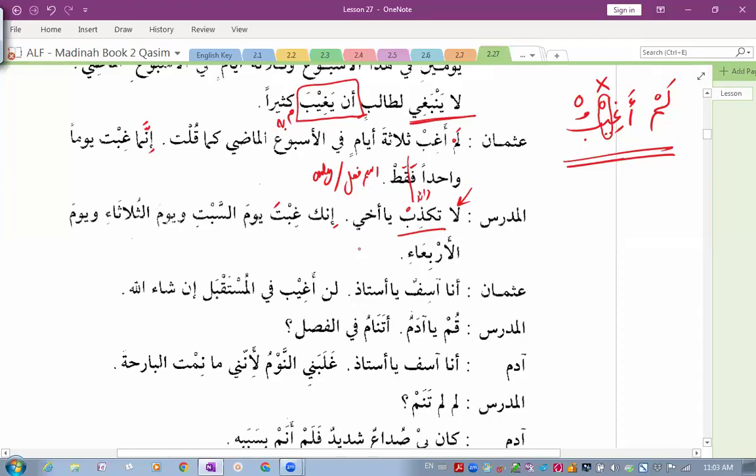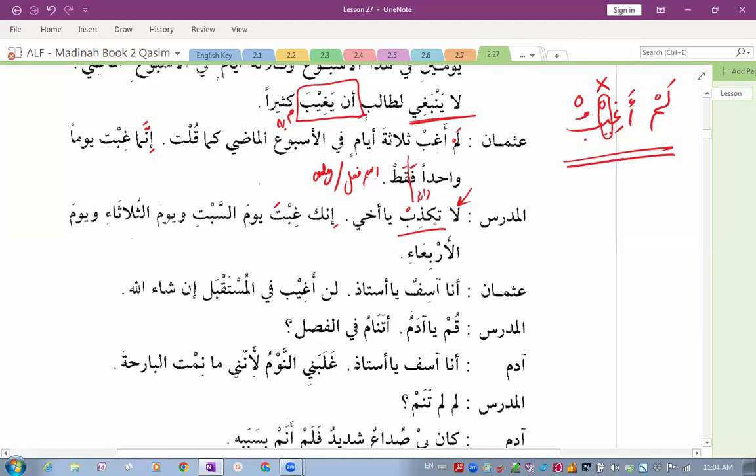Right? Yes. If it was la nafia, it would be la takzibu. He's not lying, or you are not lying. So la takzibu will mean you are not lying versus la takzib, don't lie. So this is a prohibition in it.